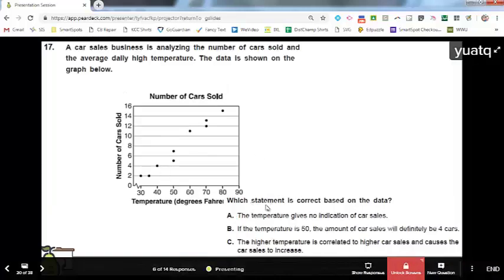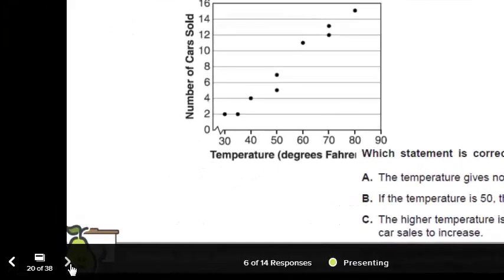The first says the temperature gives no indication. That's absolutely not true. There's clearly a positive correlation going on here. If the temperature is 50, the amount of car sales will definitely be 4. That would not work because at 50 they sold 5 and 7. The higher temperature is correlated to higher car sales and causes it to increase. And the last one says it doesn't necessarily cause it to increase. So there's obviously a correlation. It's positive. Your answer should be C.